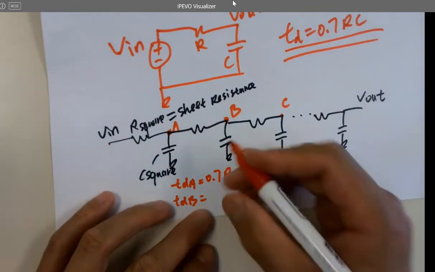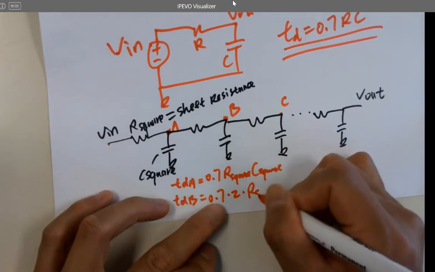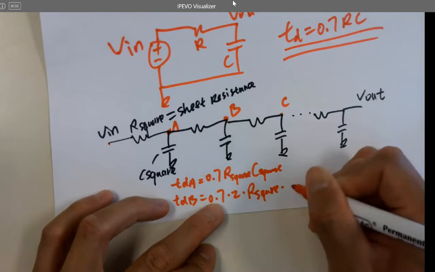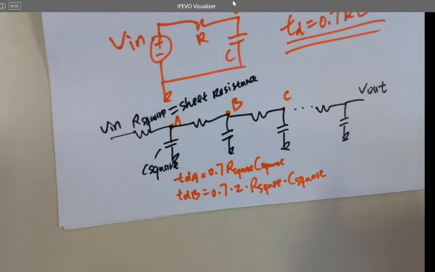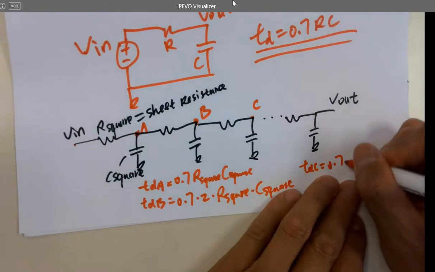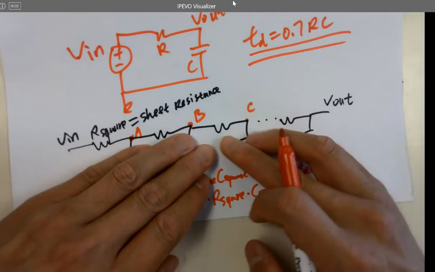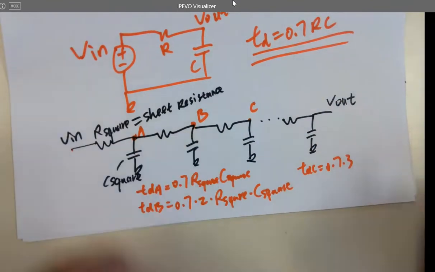So TDB is 0.7 times 2 times R square times C square, and so on and so forth, until TDC becomes 0.7 times 3 Rs, right? 1, 2, 3 Rs, and this cap. So it's like a superposition, but not exactly. It's just adding the time delay being caused by different capacitors.